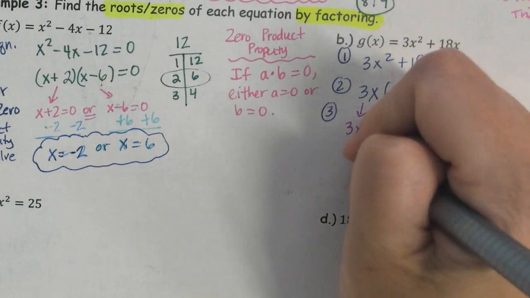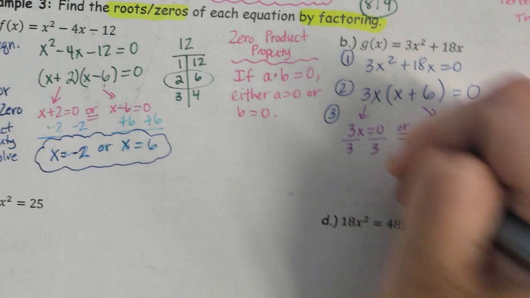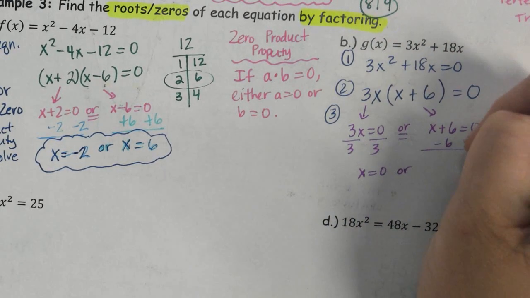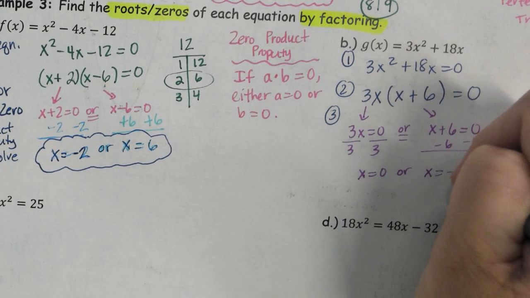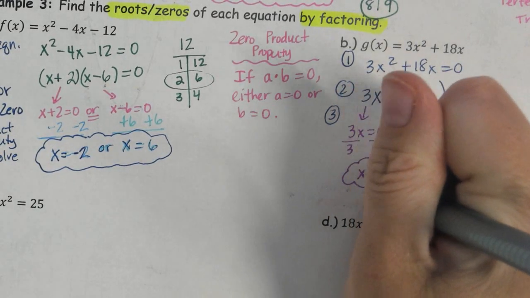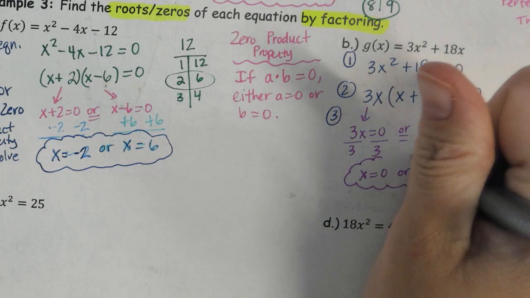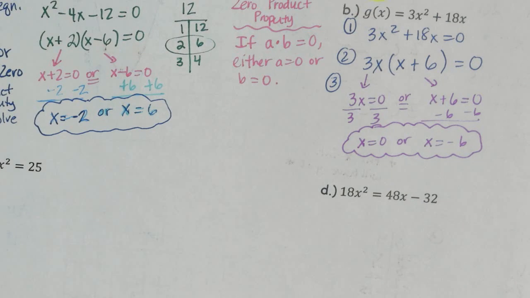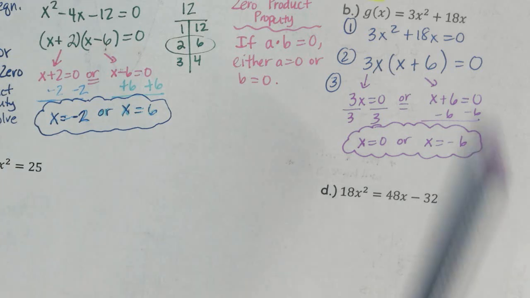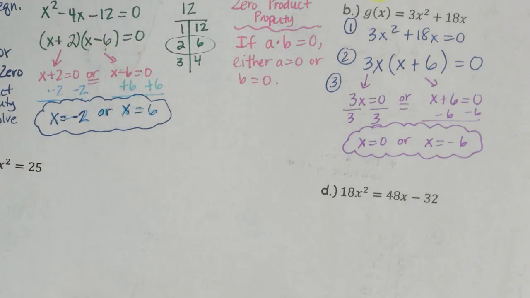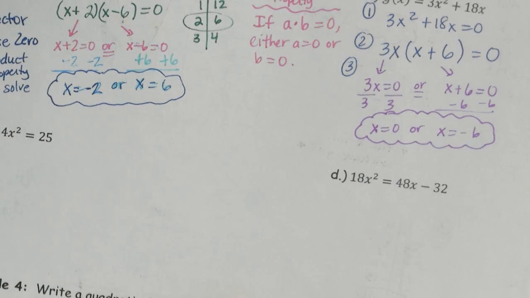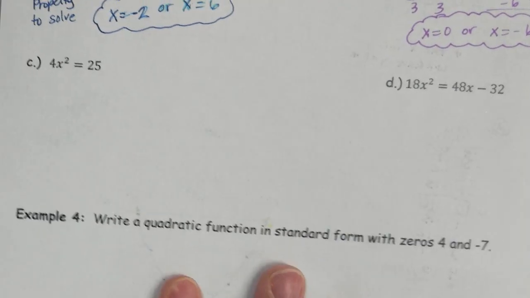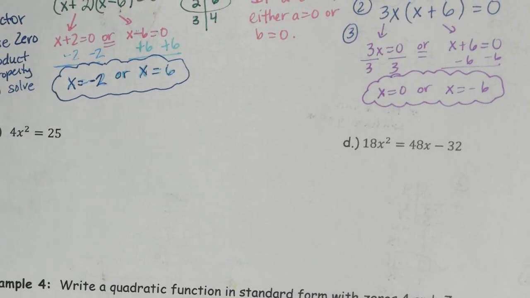So if I'm solving for x, I would divide both sides by 3, so x equals 0, or in this case I would subtract 6 from both sides, x equals negative 6. These are my two solutions. And really, you should have two solutions here. There are some special cases where both solutions are the same number, and we will see one of those.